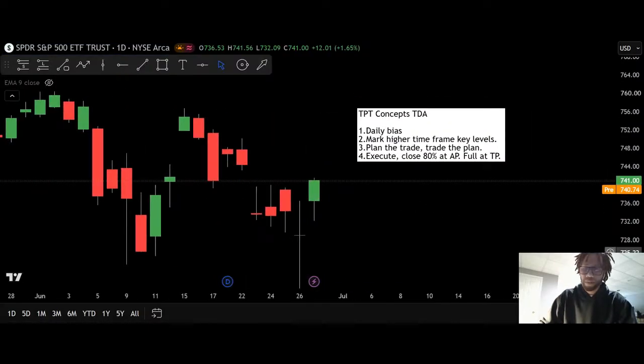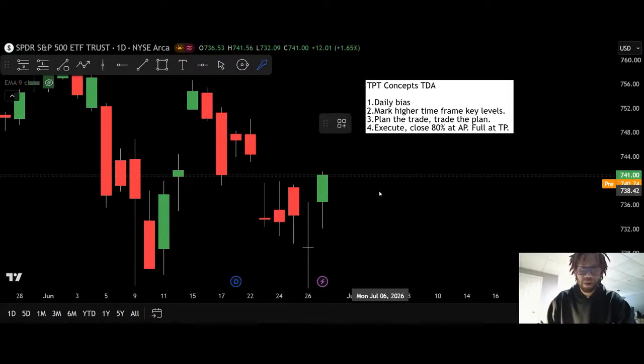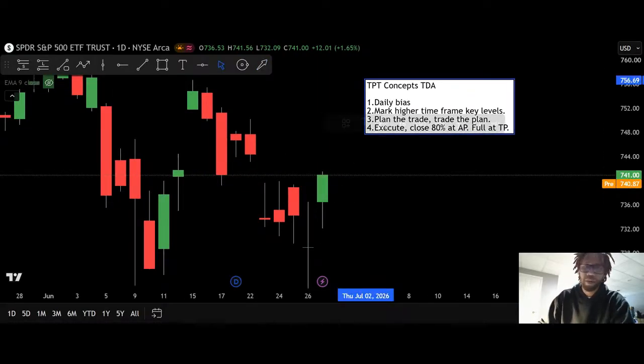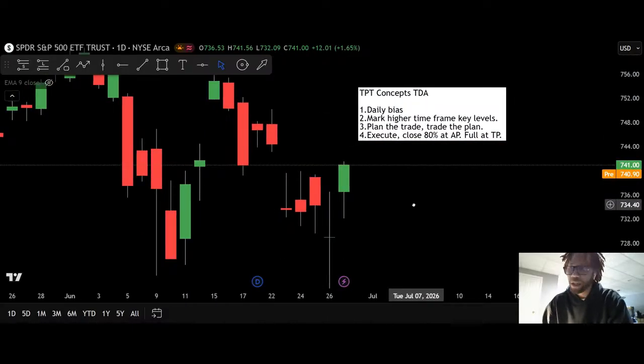So the previous daily candle closed bullish. So I am coming in today with a bullish bias here on SPY.